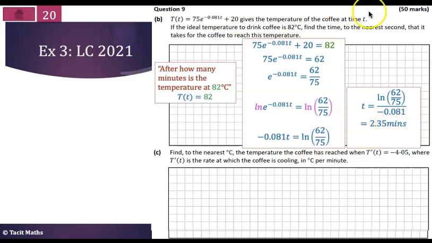2.35 minutes. Now just watch out, look, it says to the nearest second. Okay, so that's it in minutes, 2.35 minutes. So how do we turn 0.35 into seconds? Multiply 60 by 0.35, and it comes out as 21 seconds. So that's 2 minutes and 21 seconds.